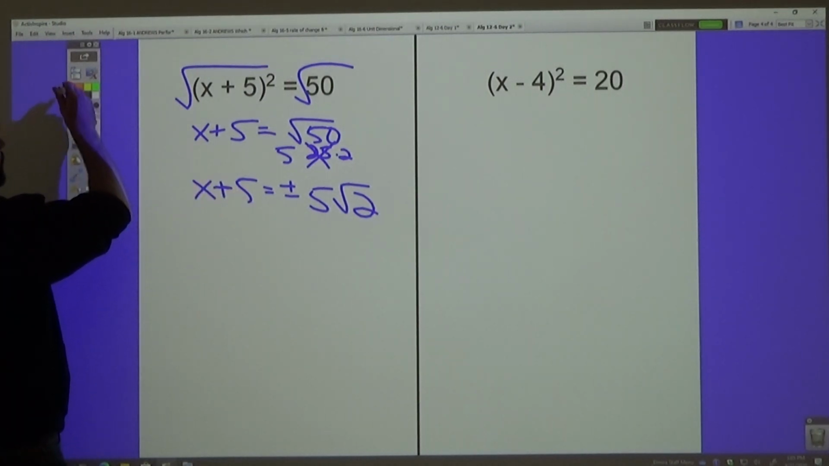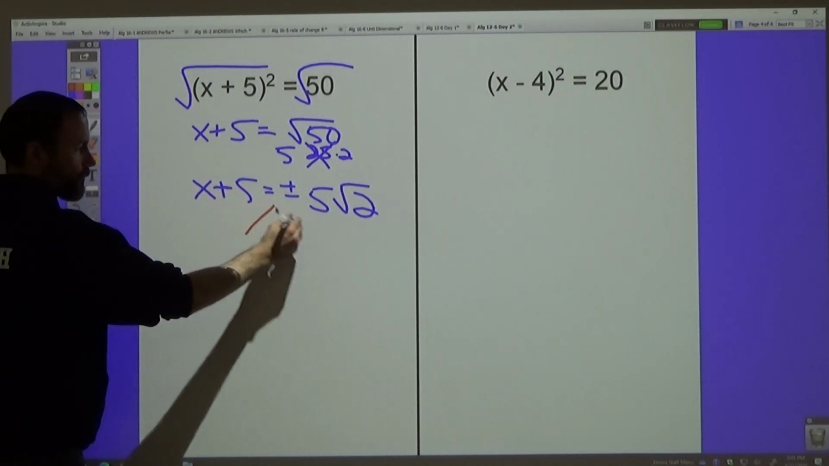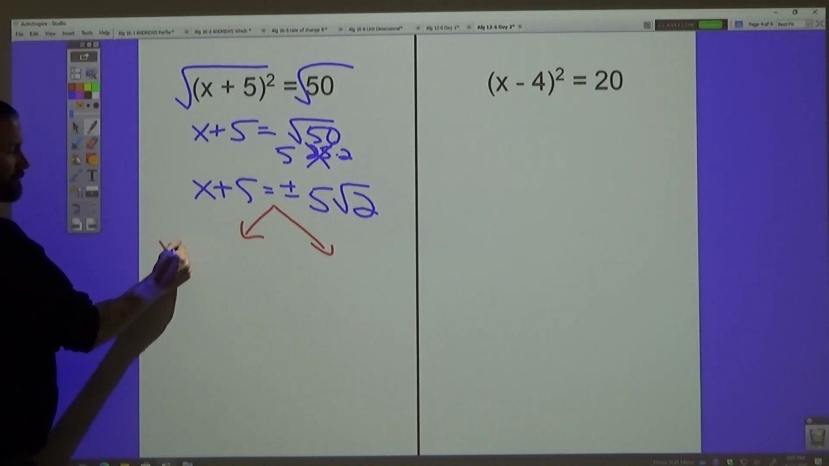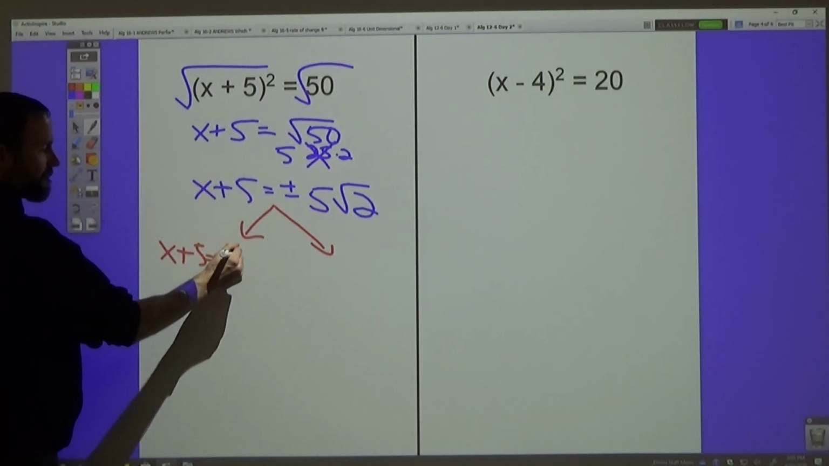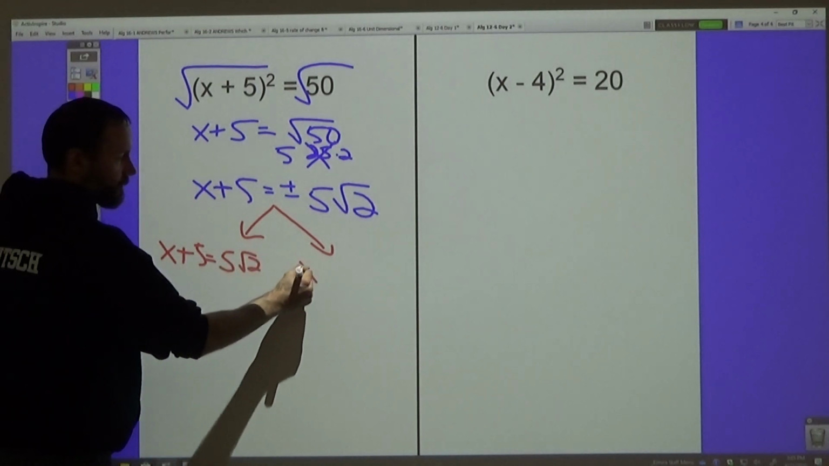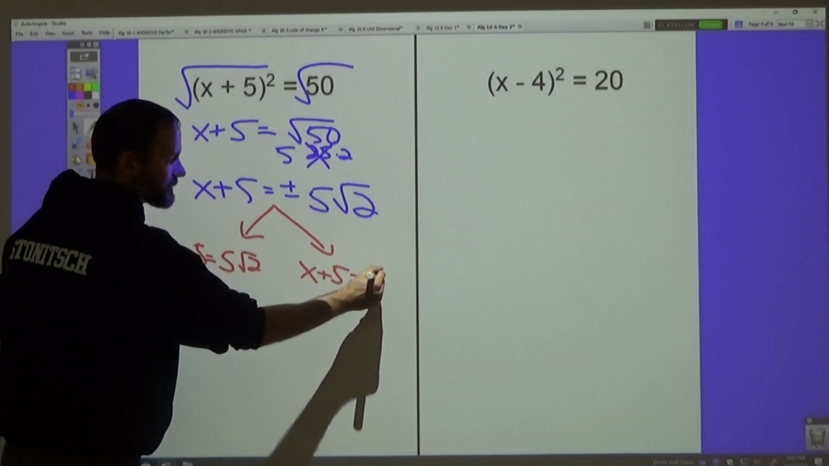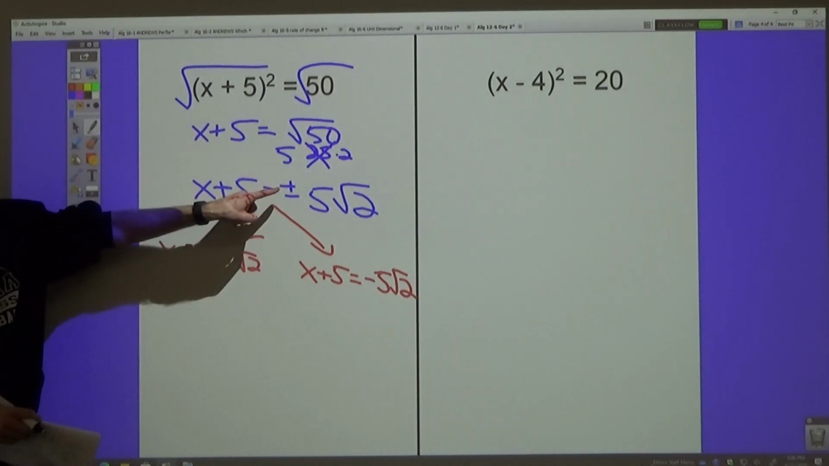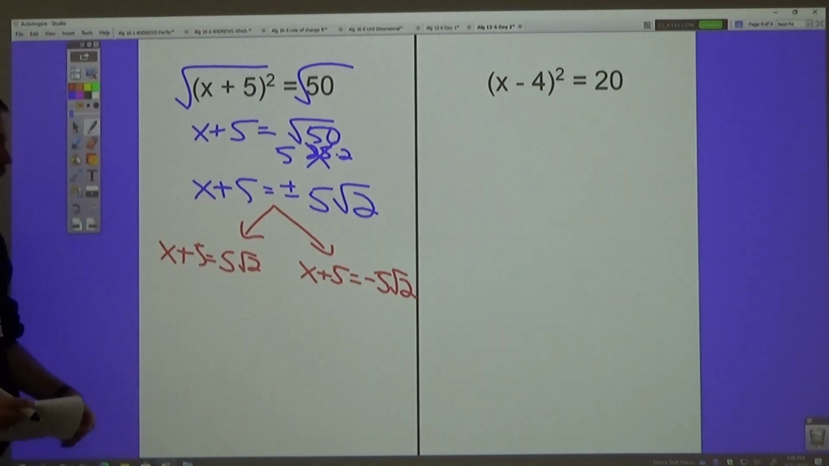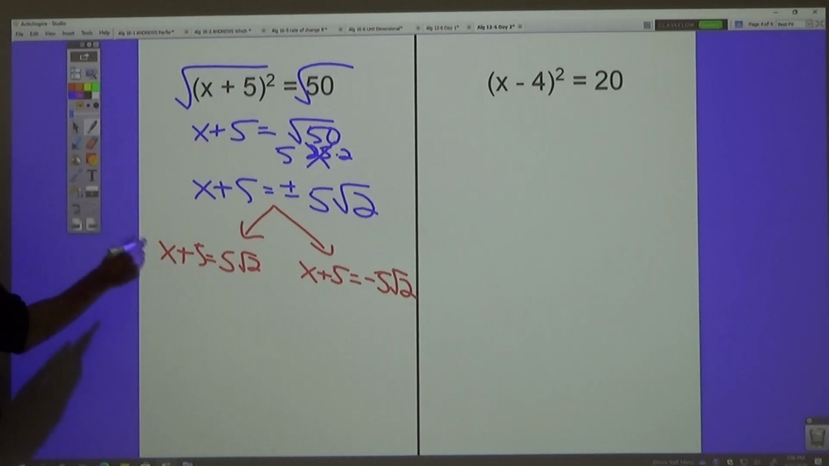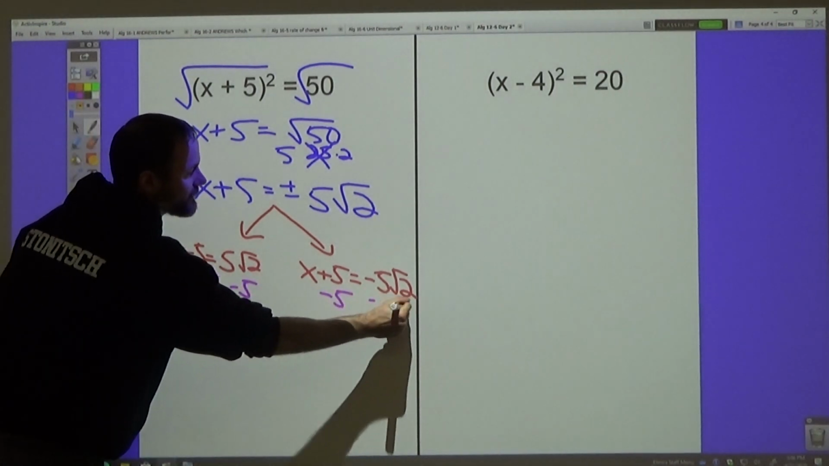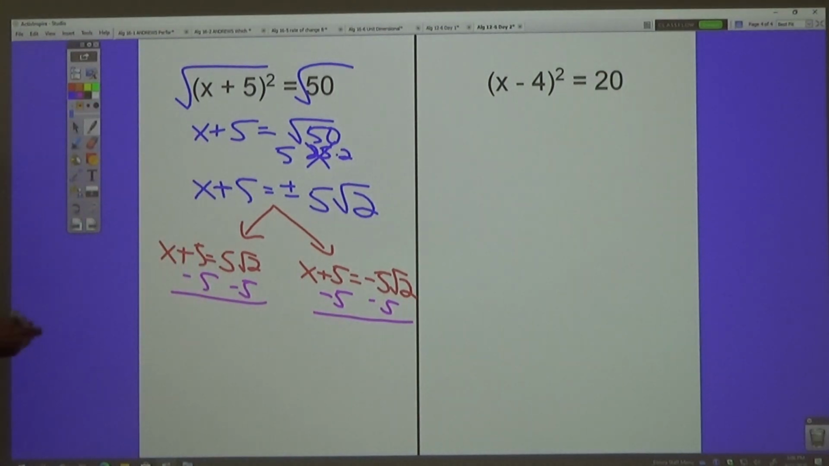So now when we go to solve it, this is the weird part. We need to split it into two, just like we did before. So we have x plus 5 equals 5 radical 2, and we have x plus 5 equals negative 5 radical 2. Again, that plus or minus, we split it into 2. So solving this one, minus 5, minus 5, minus 5, minus 5. This is where it gets tricky.